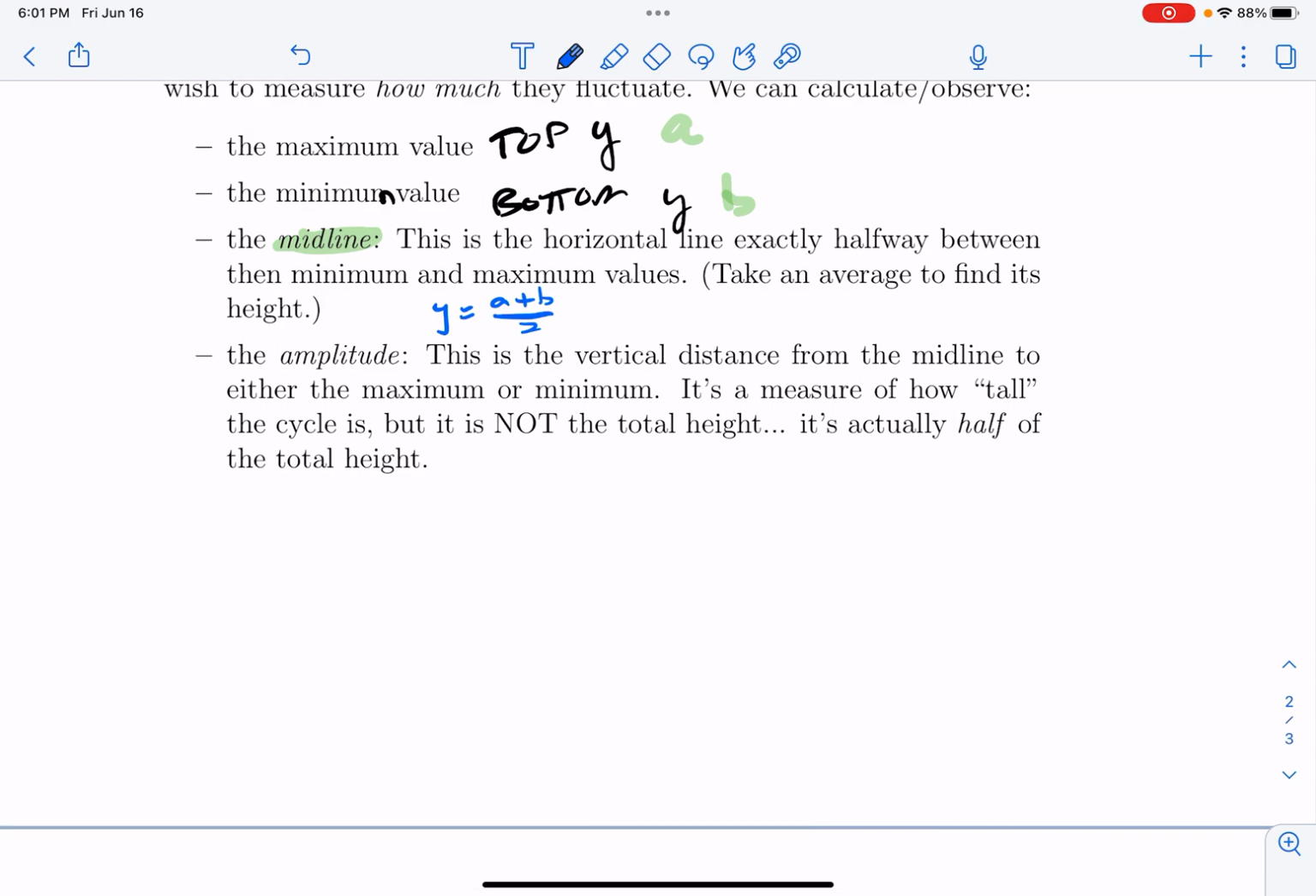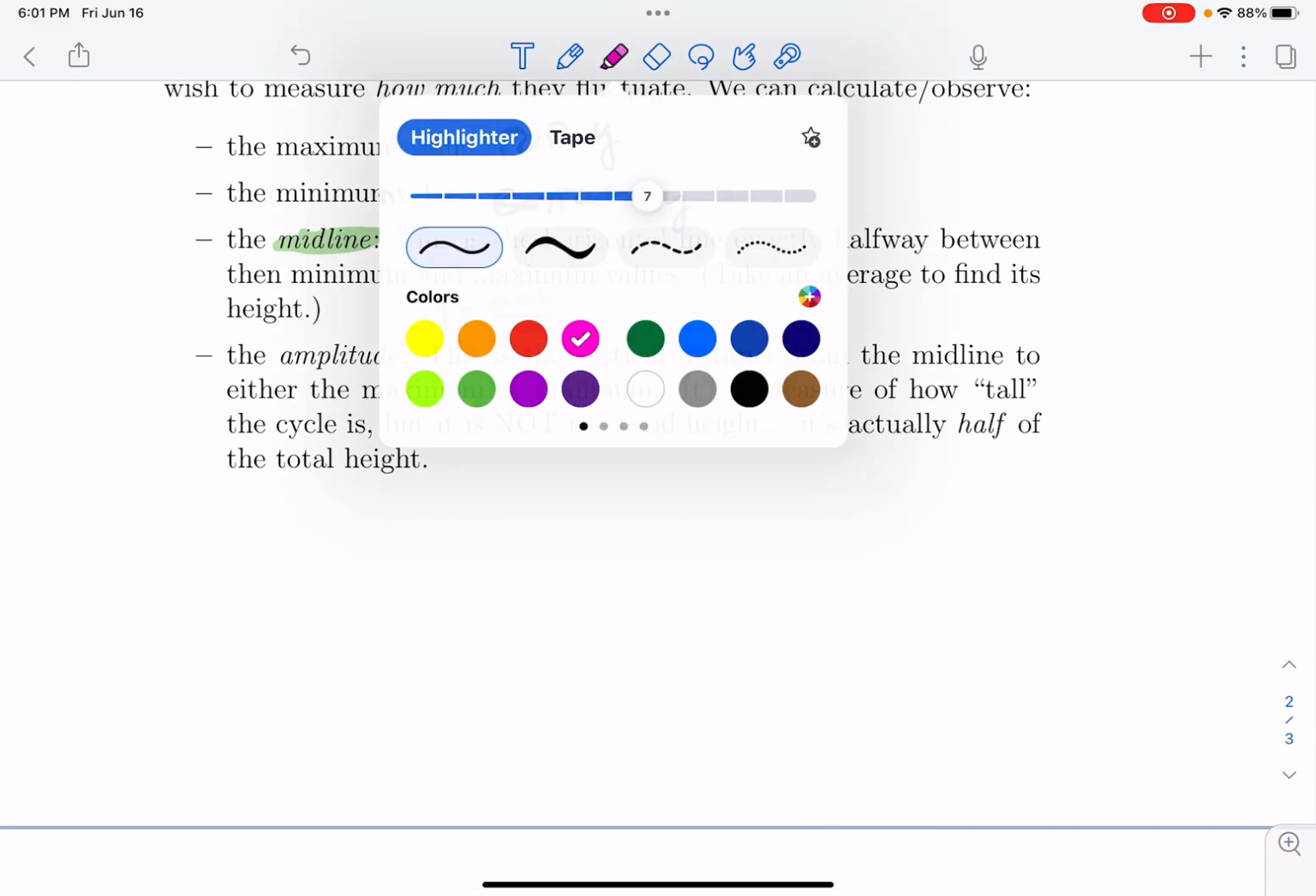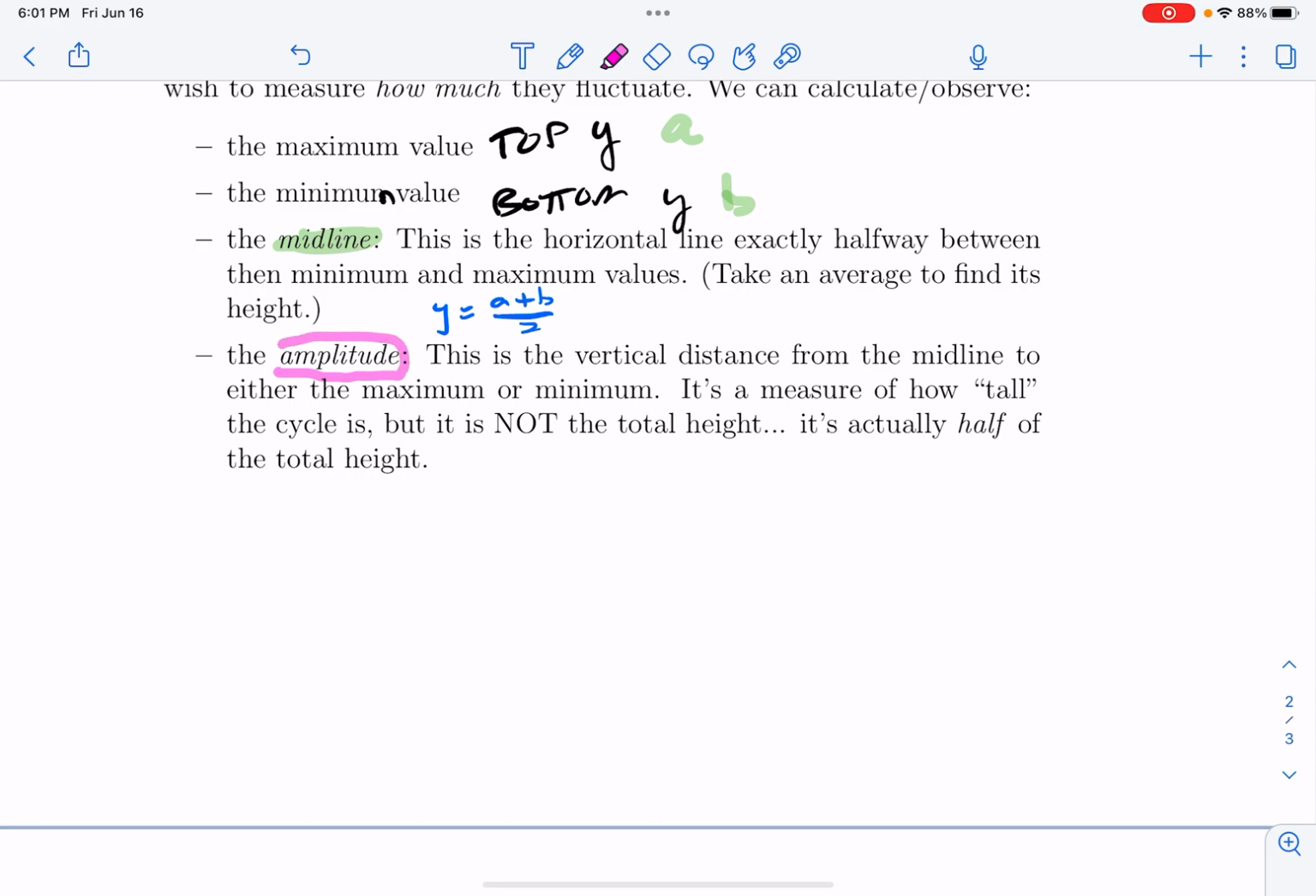And then the amplitude is basically a measure of how much fluctuation they have. It's the vertical distance from the midline to either the maximum or minimum. So it's measuring how tall your cycle is, but it's not literally the total height. It's half the total height.